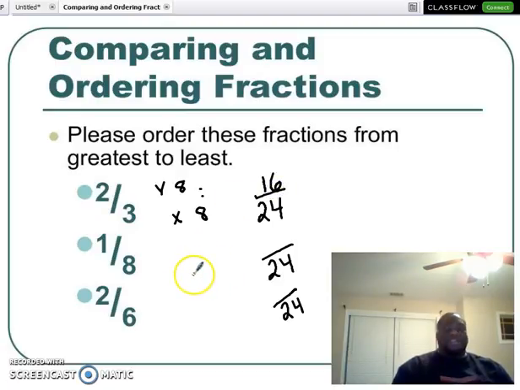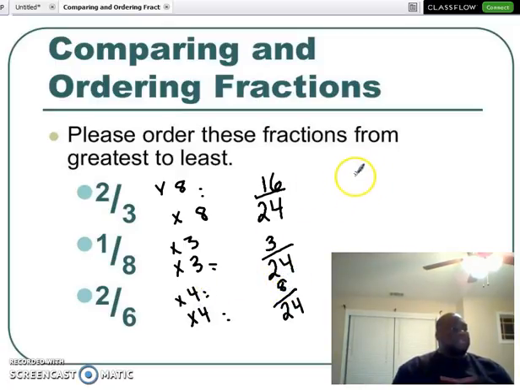Down here, 8 goes into 24 how many times? I see you out there, you said 3. So 8 times 3 equals 24. 3 times 1 equals 3. Now for the bottom. 6 goes into 24 how many times? That is right, you guys are on a ball. It goes 4 times. So we have 6 times 4 equals 24. 2 times 4 equals 8.